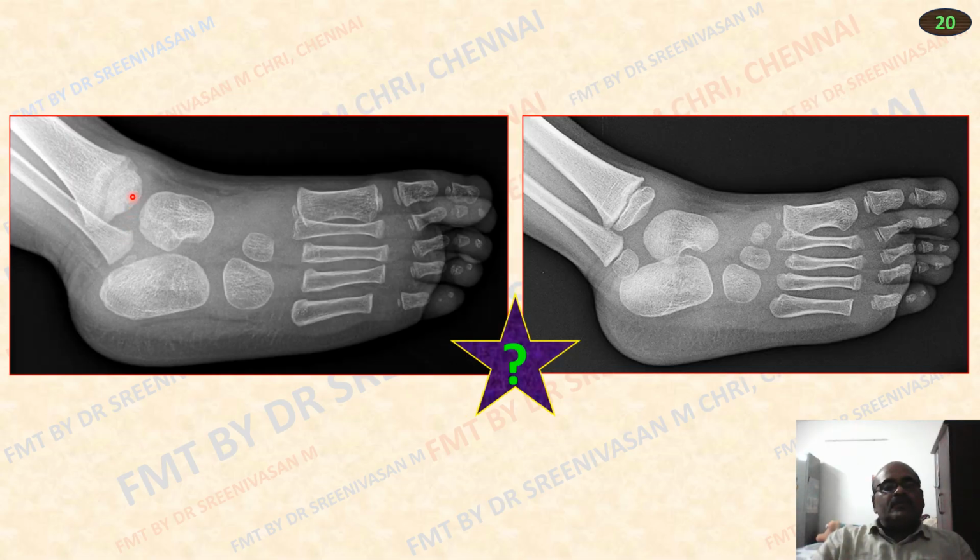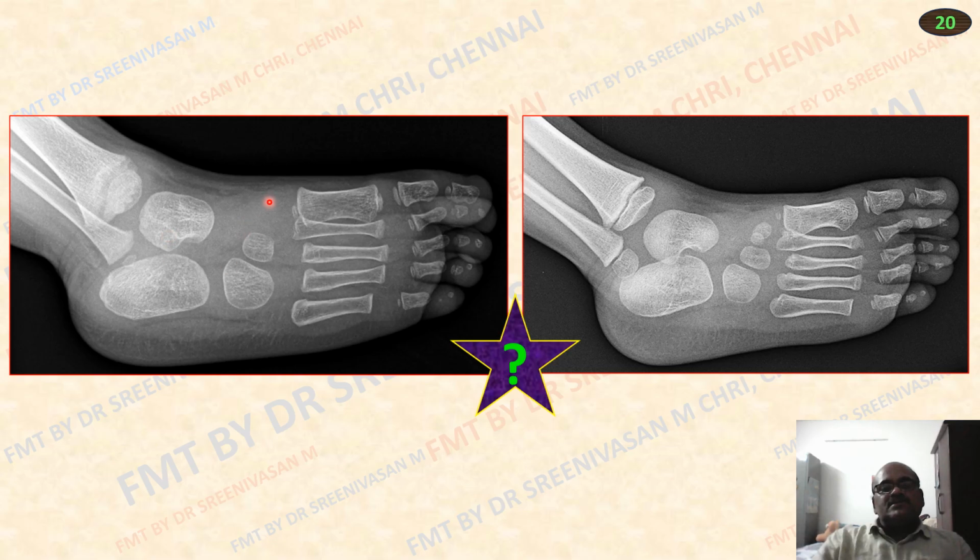Here lower end of tibia has appeared, not fused. Lower end of fibula appeared, not fused. Primary center for calcaneus appeared. Sandy center for calcaneus not yet appeared here. Talus appeared. This is the cuboid, and the lateral cuneiform appeared, but medial and intermediate cuneiform and navicular not appeared.